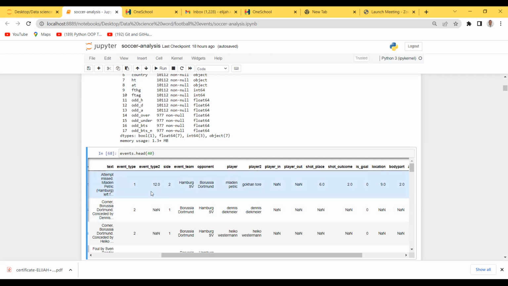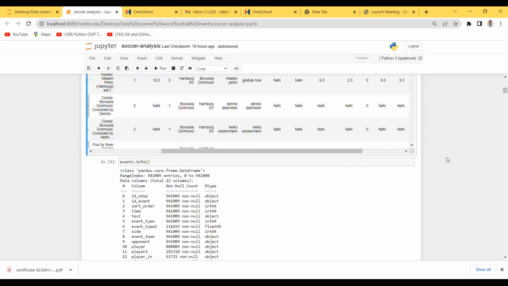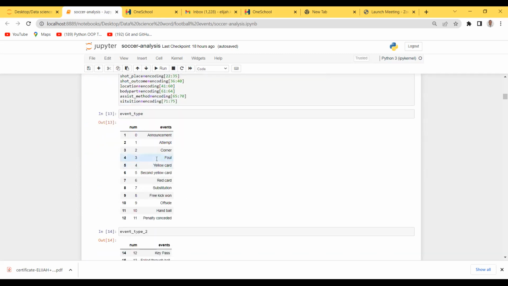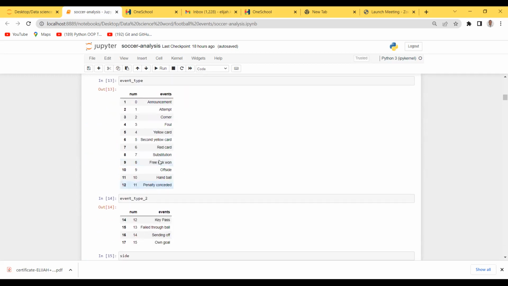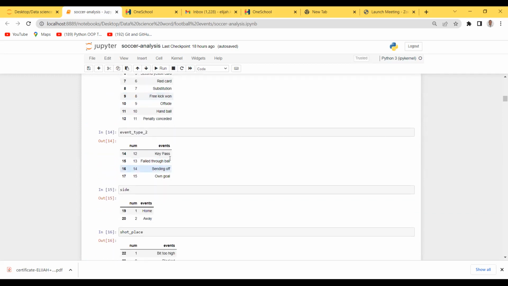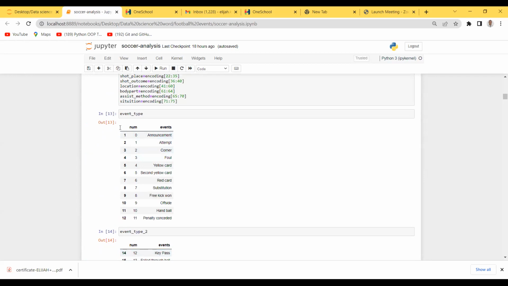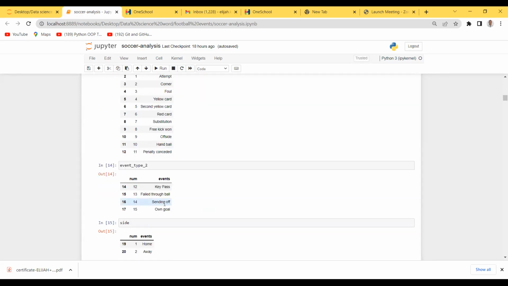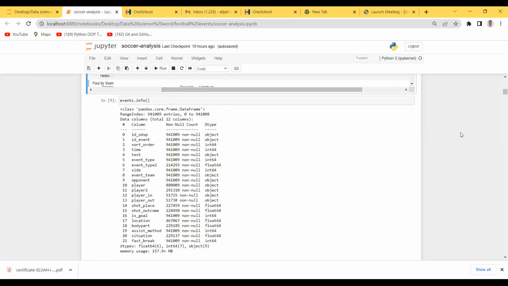Yeah, if it's a pass, remember we have various attempts. We have a foul, we have a yellow card, we have a red card, we have substitution, we have a free kick. If it's a free kick, I don't know who player 2 will be. But remember, we are talking about this event type. It can be an attempt, it can be a corner, it can be a pass. Look at the data.